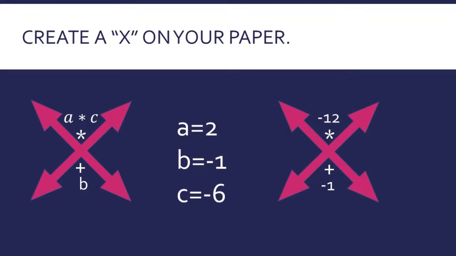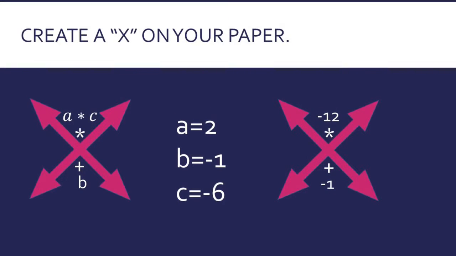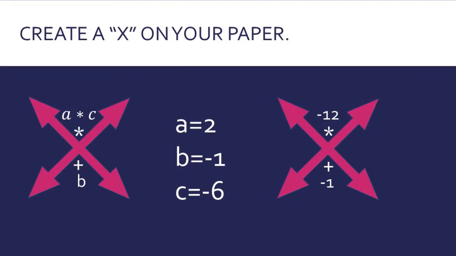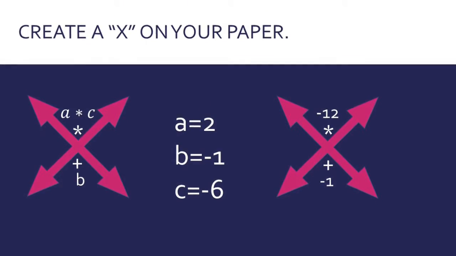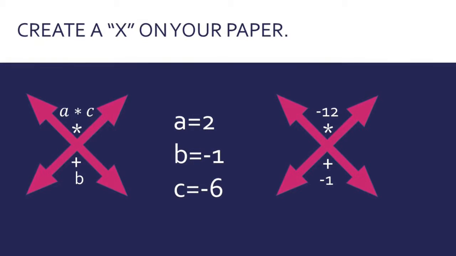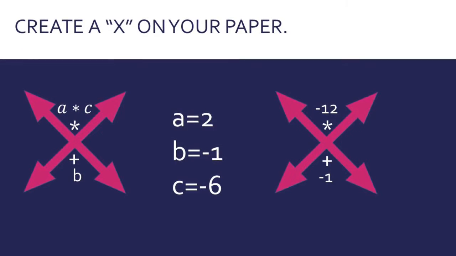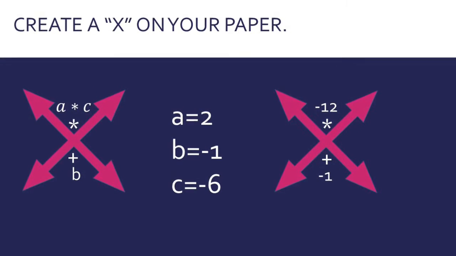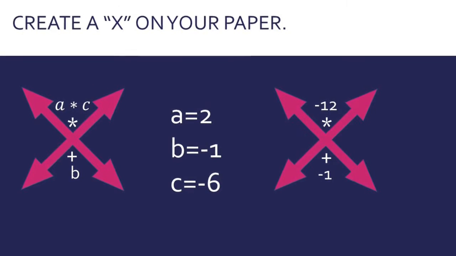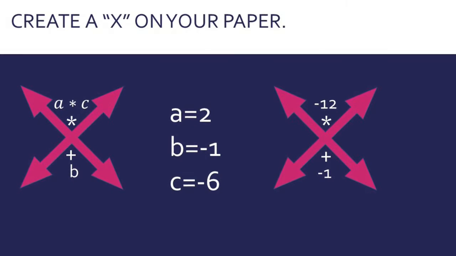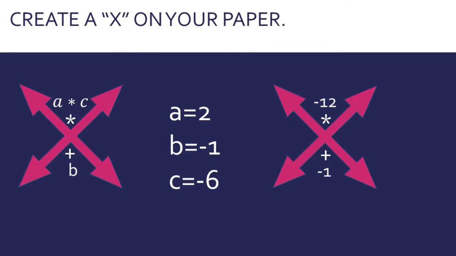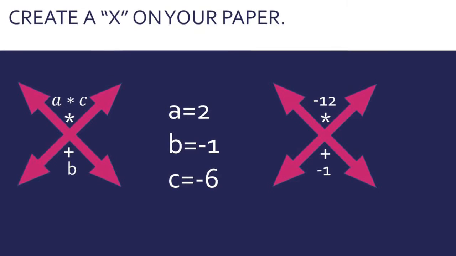In order to bust the b, create an x on your paper. At the top of the x, you will use a and c and multiply them together. For this example, you multiply 2 and -6, and this would be -12. Please take negatives and positives into account throughout the problem. In the bottom of the x, you will place the coefficient of b. In this case, it will be -1.